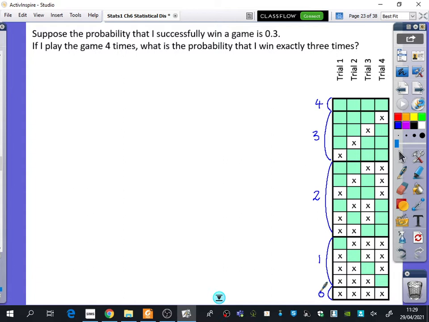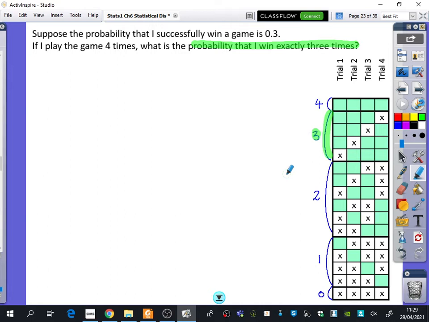You've got to lose. So, which of this section am I going to be concentrating on if I want the probability that I win exactly 3 times? I'm going to be looking at this section that I've got here. And there are 4 different ways that I can win 3 times. I can either win, win, win, lose; win, win, lose, win; win, lose, win, win; or lose, win, win, win. If you think there's another way, there isn't. That's all the ways. Even if you think you come up with one, it will be in that list.